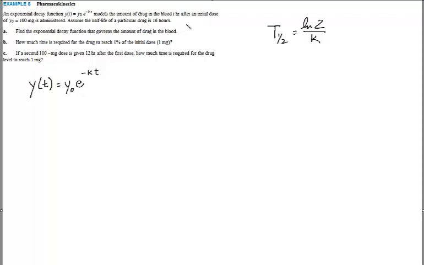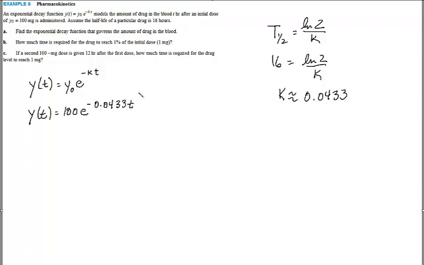I'm being told that the amount of a drug in the blood decays at an exponential rate. My y naught is 100. That's handy. And let's write y of t equals. And the half-life of the drug is 16 hours, so 16 equals natural log of 2 over k. That will give me as my k value approximately 0.0433. So this would be my growth rate formula. So there's my function. There's the answer to A.